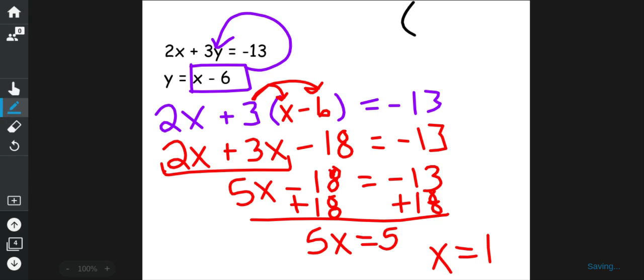Okay, so in our answer, x is 1. So now I have to find y. Well, y is equal to whatever x is minus 6. So that's negative 5. So our answer to this one is (1, -5).